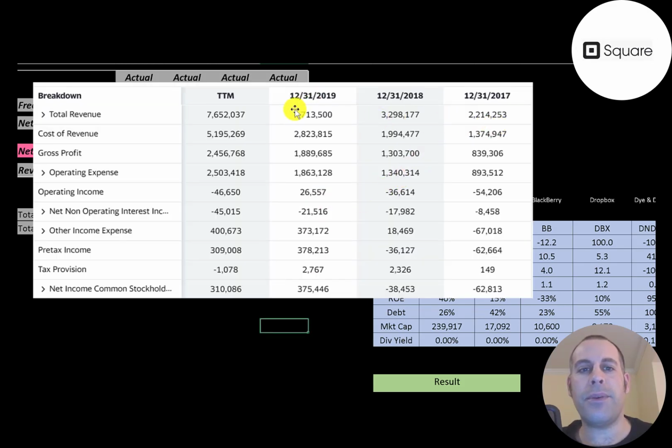This is the company's income statement. The top line is the revenue, the sales. Below that is the cost of revenue. These are the expenses directly related to generating the revenue. And the difference is the gross profit, and that's been growing each year up to $2.5 billion.